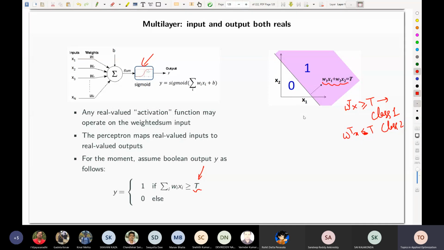So what is happening here is that the perceptron, in some sense, is a linear model. This model is a linear classifier. Just like in the SVM we saw, in SVM we were also looking for a hyperplane that can separate the two classes.